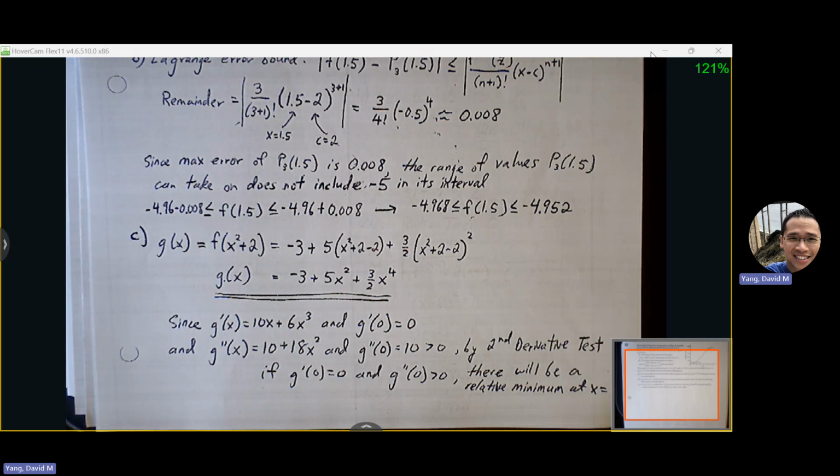Because we have our approximation, we have our error bound, and our value is guaranteed to live somewhere between these two numbers. And neither of them include -5. The -5, sorry, is not on that interval.